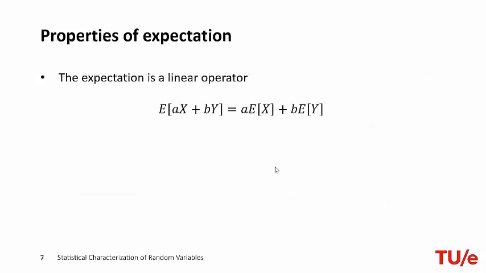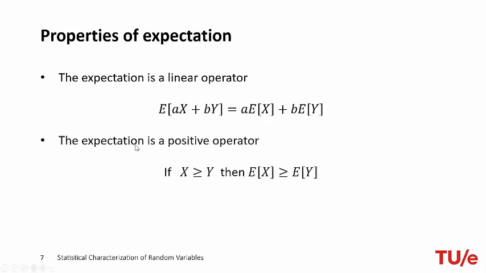One important property of the expectation operator is that it is linear. That means that if you have a, b constants and X, Y random variables, and we want to know the expectation of aX plus bY, then this is given by a times the expectation of X plus b times the expectation of Y. In fact, the expectation of a deterministic constant is equal to the constant itself. The expectation is also a positive operator, and this is also a consequence of the probability axioms, because the expectation operator operates on a probability mass function or a probability density function, and therefore if X is larger than Y, then the expectation of X is also larger than the expectation of Y. Finally, for a deterministic variable, the expectation of this variable is equal to the variable itself.